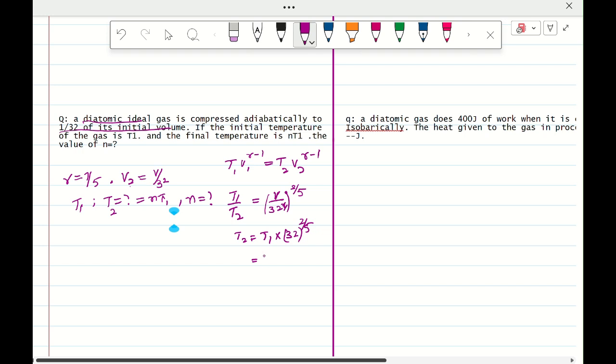This 32 I can write as 2 power 5. The 5 gets cancelled, leaving 2 square. Therefore T2 is equal to 4 T1.